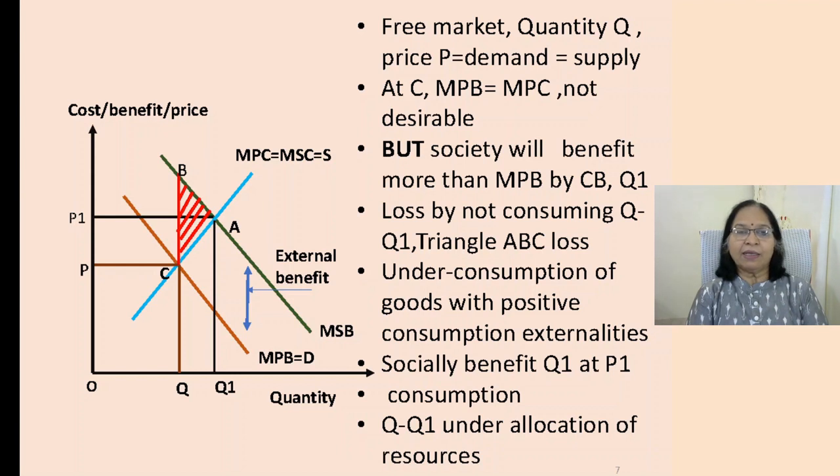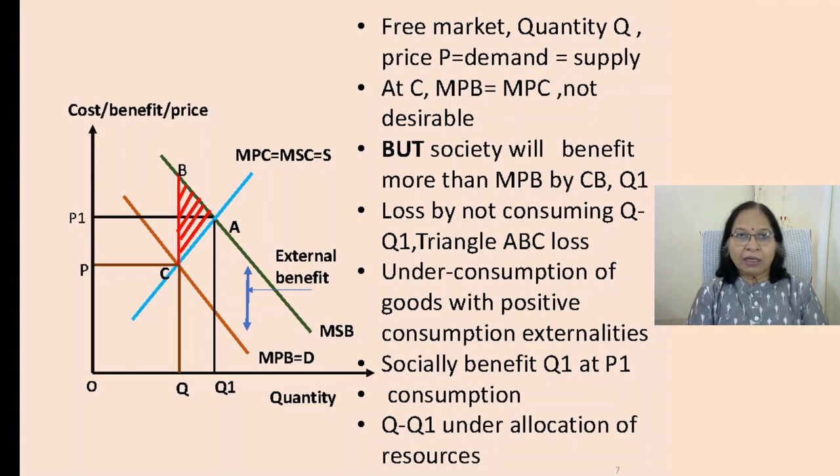The vertical distance BC is for the quantity Q. So when Q quantity is consumed, there is an externality of the amount BC. However, when the quantity Q1 should be consumed, though Q1 is a quantity that should be consumed, the society is only consuming Q. So there is a deficit in the consumption of Q1.